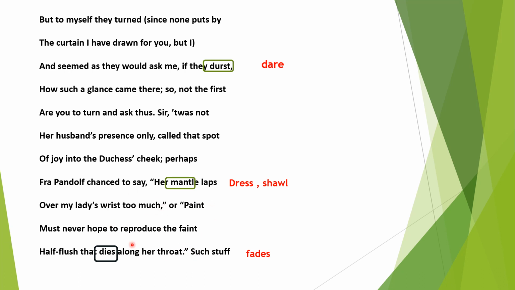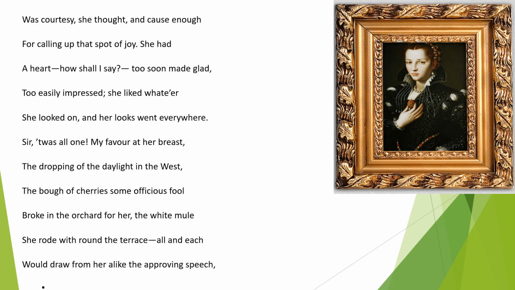This is all a suspicion of the Duke. He's telling that you think the smile is not because of me, but perhaps, means maybe, the painter has complimented her, and it was courtesy, she thought. So she is not that kind of a lady who maintains dignity. He says all those compliments were courtesy and cause enough for calling up that spot of joy. That's why she might have smiled. So he is of the opinion that only husbands should bring a smile on the wives' faces.